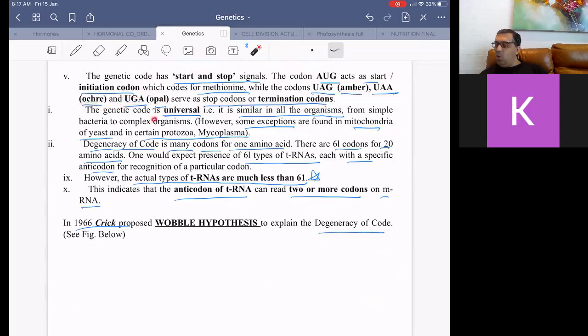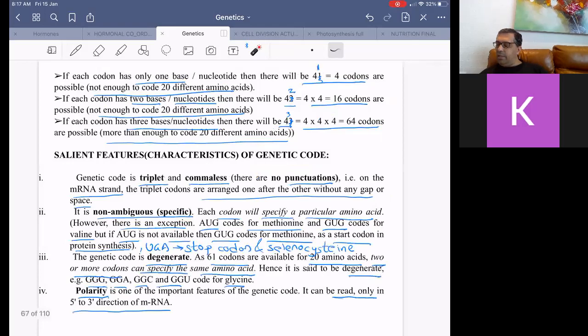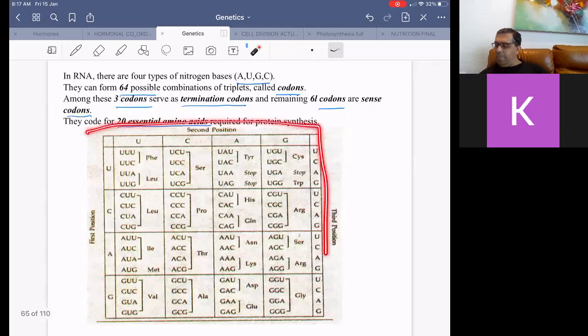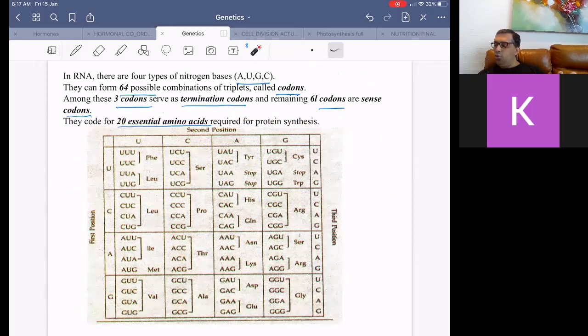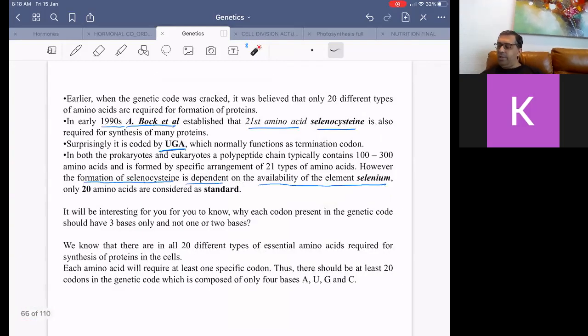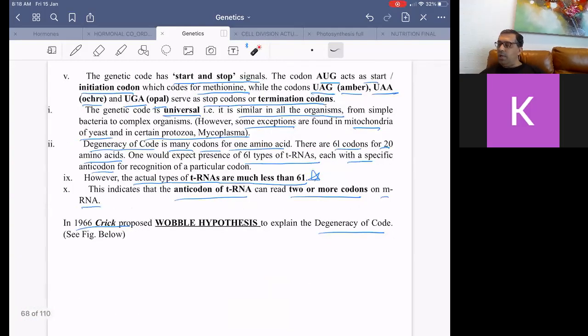And the genetic code is universal, meaning these rules of protein synthesis are applicable for all, whether bacterial protein synthesis, animal protein synthesis or plant protein synthesis. In all of them UUU will code for phenylalanine, CCC will code for proline, GGG will code for glycine. So this entire rule for protein synthesis is universal.